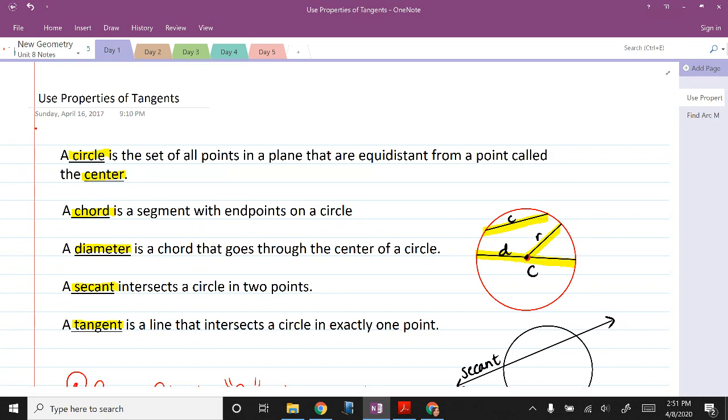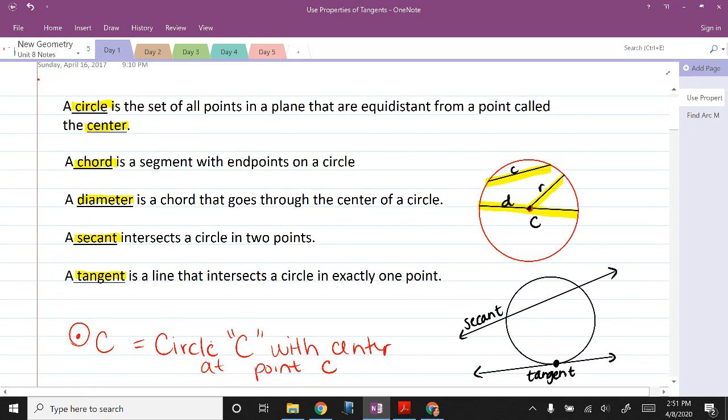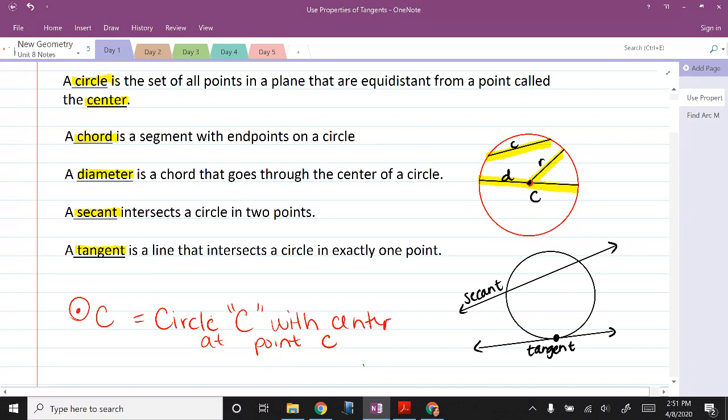All right, when we have segments and lines that go through circles, there are two different lines we could have. We could have a secant line that goes in and out of the circle. It touches the circle in two places. So this secant line right here touches the circle's edge in two places. And we could have a tangent line that only touches the circle in one location.